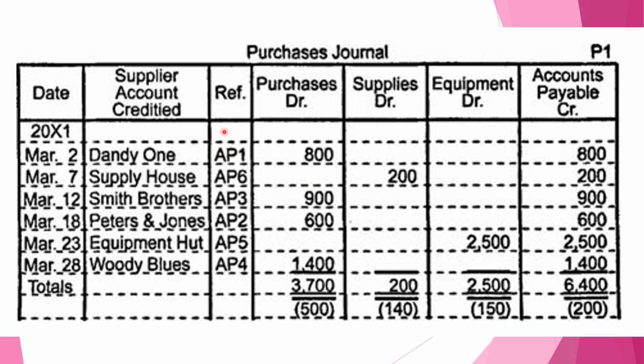Okay, the source document for purchase journal are the invoices from the supplier of the company. So the following illustrate the format of a purchase journal. Same with the other, you have a date column, supplier account credited, then the one, so you have to pay for your purchases 800 pesos. So this is your accounts payable. And for supply house, you purchase supplies worth 200 but you didn't pay cash right away. So you have accounts payable of 200 pesos.